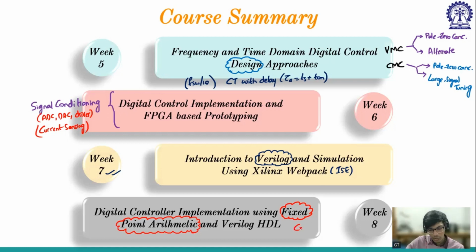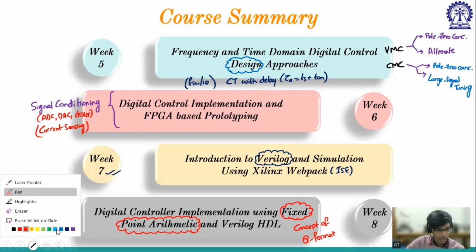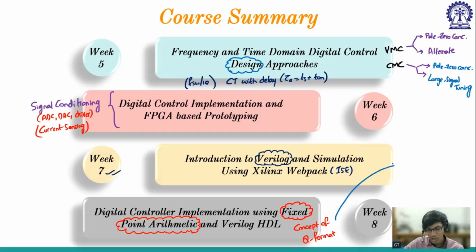And we have also discussed the concept of Q format. So what is Q format? Q format is a virtual dot for us, not for the compiler. The compiler will not see any dot. So Q format is a virtual dot for us, so that every time we have an n-bit number, using that Q format, we get to know the actual quantized voltage. This quantized voltage information can be obtained using that Q format.